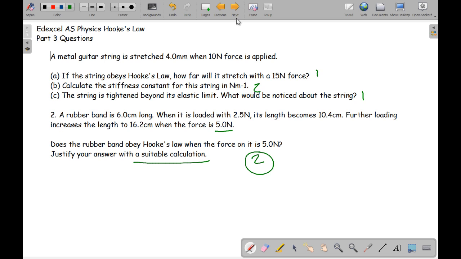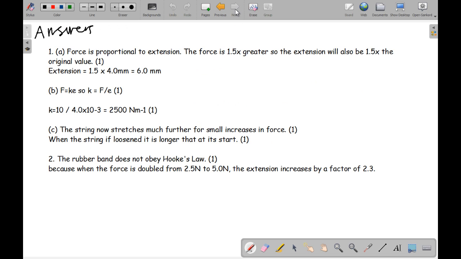Okay, hopefully you had a look at the questions, so now we'll quickly run through them. Force is proportional to extension. The force is 1.5 times greater, so the extension will also be 1.5 times the original value. That is 1 mark. The extension is 1.5 times 4 millimeters, which is equal to 6 millimeters. For part B, F equals kE, so k equals force over extension, which is 1 mark. So k is 10 over 4 times 10 to the minus 3, which is equal to 2,500 newtons per meter.